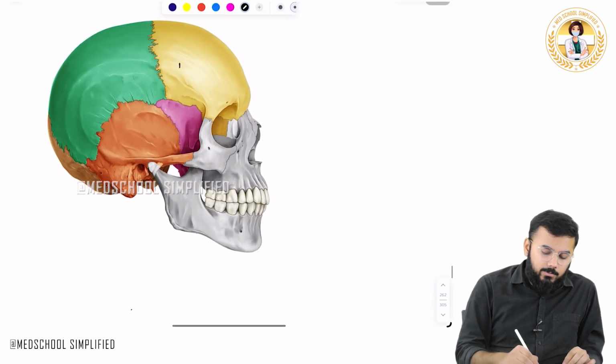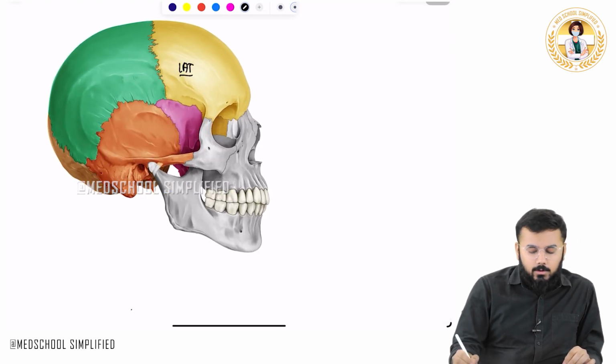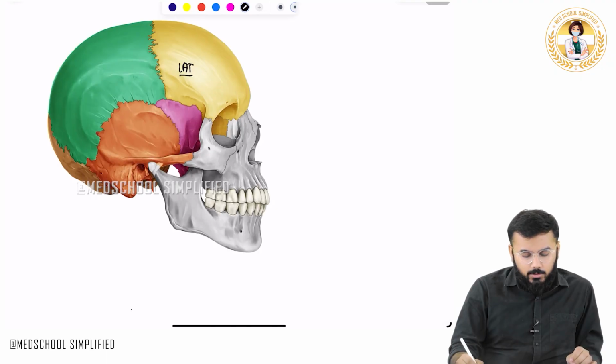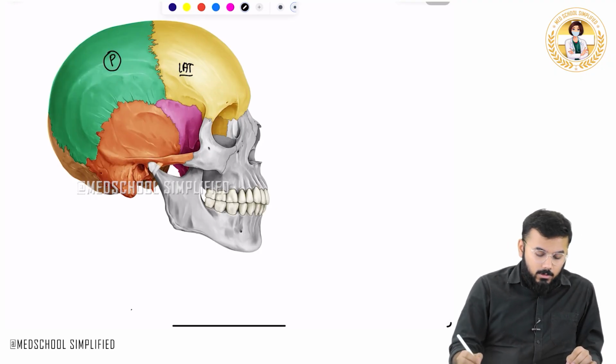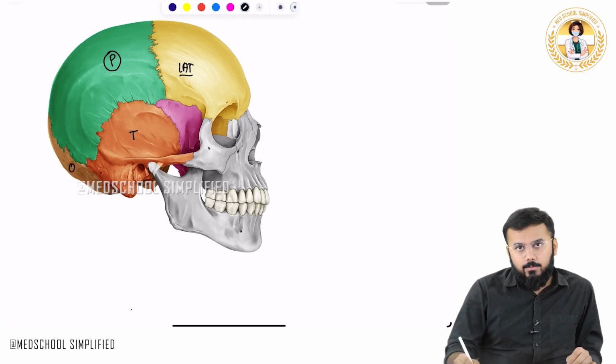Now this is from the lateral view. From the lateral view, you can look at the frontal bone over here. And you see this is the frontal and this is the parietal bone. And where is occipital? This is your occipital bone. This is your temporal bone over here. So these are the different parts of the bone.